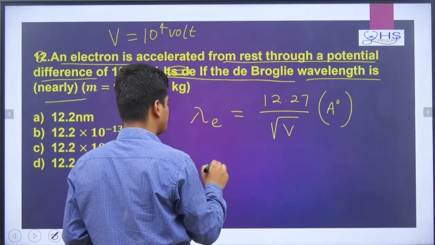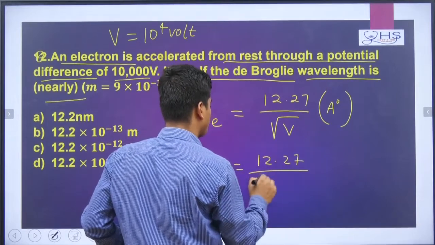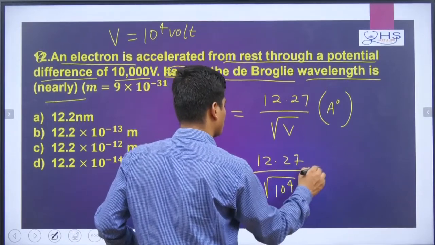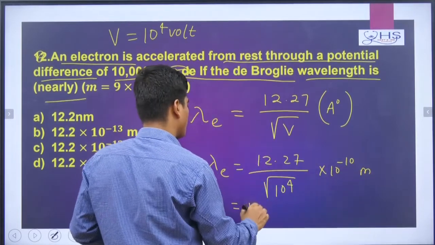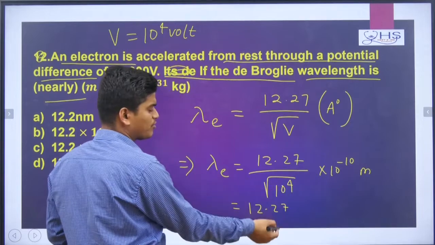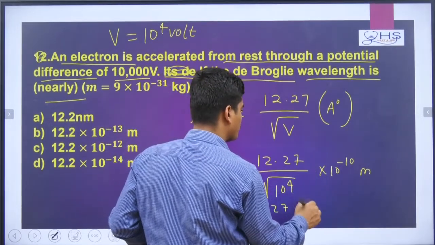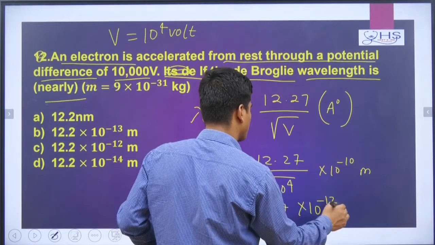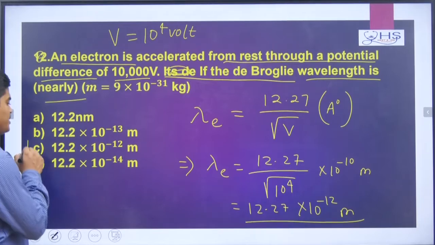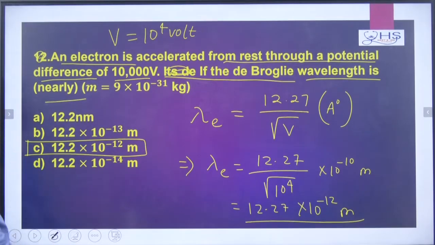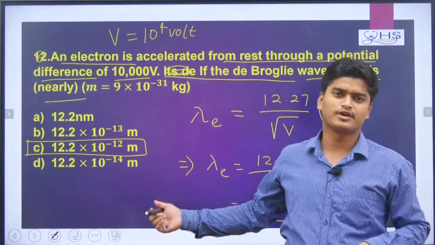Now here you can write lambda is nothing but 12.27 by root under 10 to the power 4 angstrom, where angstrom means 10 to the power minus 10 meter. Now 12.27, and 10 to the power 4 under the root will come as 10 to the power 2, so it will become 10 to the power minus 12 meter. If we check this answer, it will be option C, that is 12.2 into 10 to the power minus 12 meter. So if you remember this formula, then easily you can calculate for an MCQ.